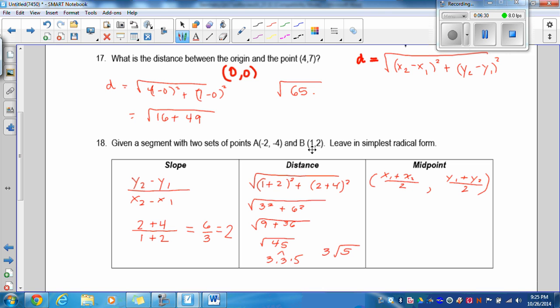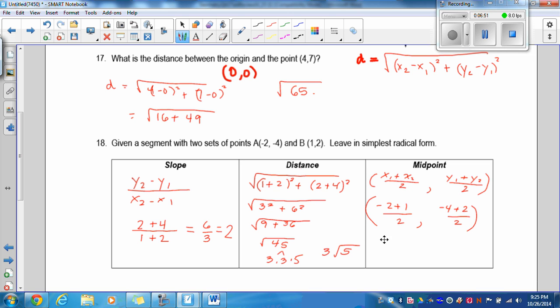So we're finding the midpoint from A to B. So negative 2 plus 1 over 2. And not forgetting this is an ordered pair. Negative 4 plus 2 over 2.